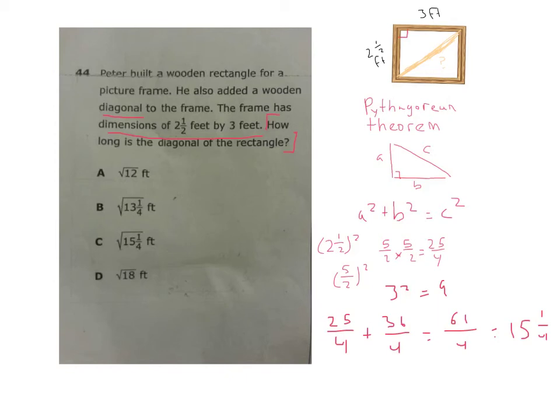So A squared plus B squared equals C squared. So our final thing is C squared equals 15 and 1/4. So that C would equal the square root of 15 and 1/4, which is choice C. And we have our answer. 15 and 1/4.